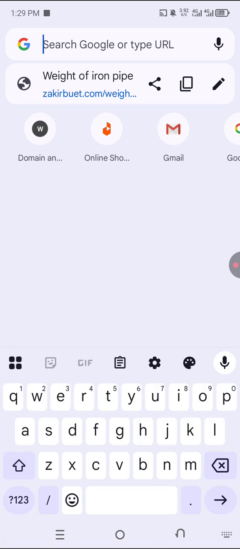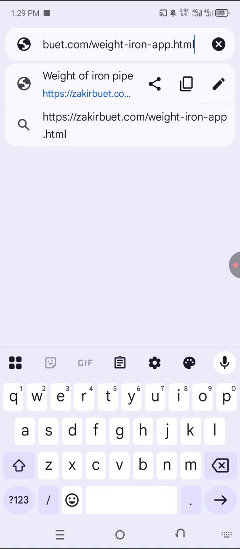The URL is, let me show you. I guess you can see the domain name, slash iron dot wet-iron-app.html, and this is also available on the .net website of mine with almost the same URL, except it would be .com.